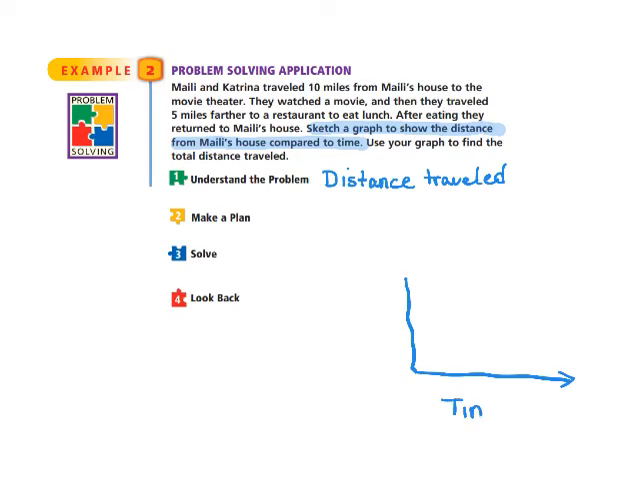So this is going to show time. And then here I have distance from her house, from home. Now it's important to have those labels. They're going to help me understand what I'm seeing in my graph. So now my plan is to look at all of the information that I'm given. I see here that she goes 10 miles to the movie theater, watches a movie, and travels 5 miles further to a restaurant to eat lunch, and then comes back.